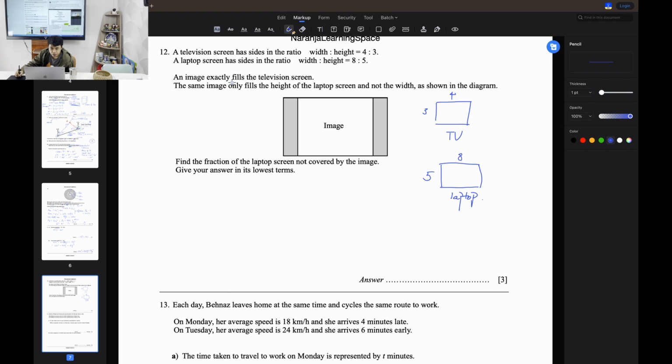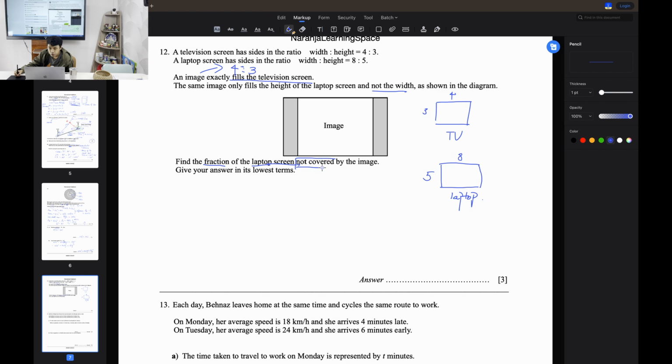And then an image exactly fills the TV screen. Okay, so this image is probably in the ratio of 4:3, right? And then the same image only fills the height of the laptop screen and not the width. Okay, not the width. Okay, as we can see in the diagram, right, in the image. Okay, so find the fraction of the laptop screen not covered.